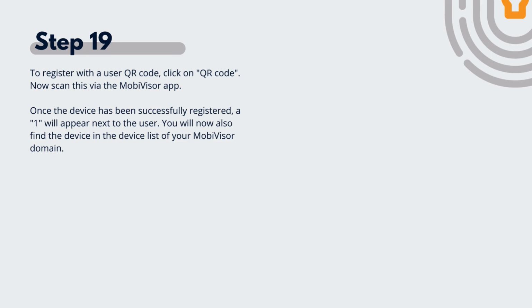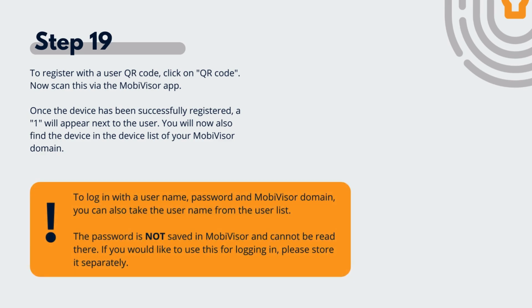Step 19. To register with a user QR code, click on QR code. Now scan this via the MobiVisor app. Once the device has been successfully registered, a 1 will appear next to the user. You will now also find the device in the device list of your MobiVisor domain.